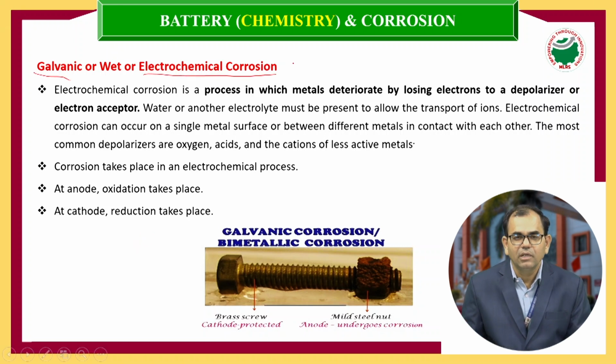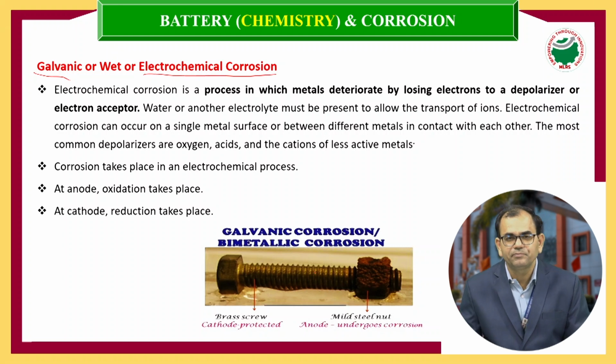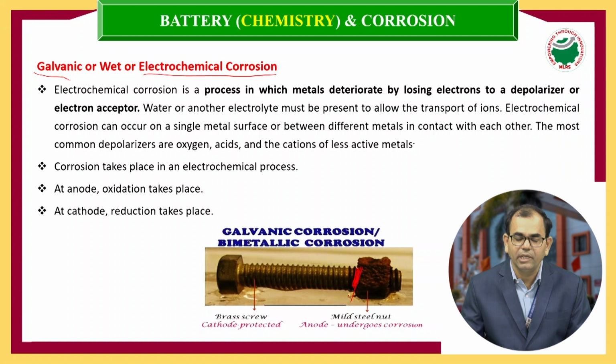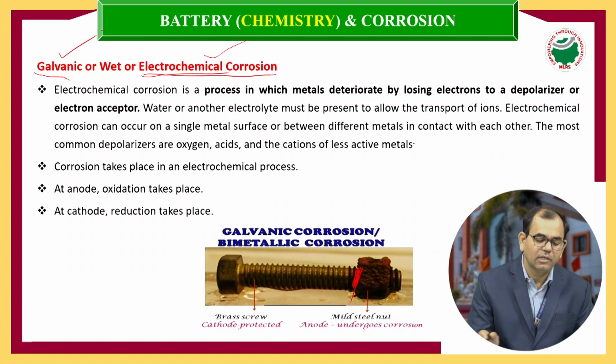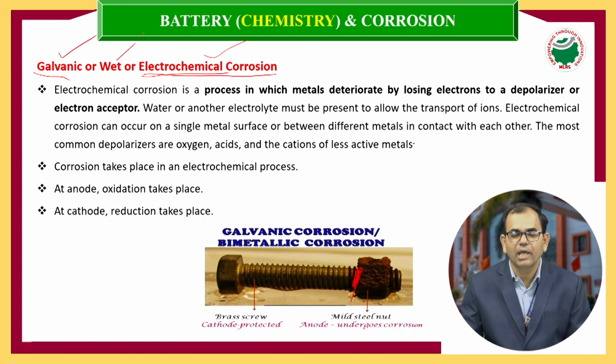corrosion. Why? Because at the anodic part oxidation is happening, and in oxidation the electron is released. That electron is reaching the cathodic part, and at the cathodic part reduction, that is nothing but gain of electron, and finally corrosion will be initiated. So here atmospheric oxygen and moisture are acting as the electrolyte, or medium. That is why we call it electrochemical, or wet chemical, or galvanic corrosion.